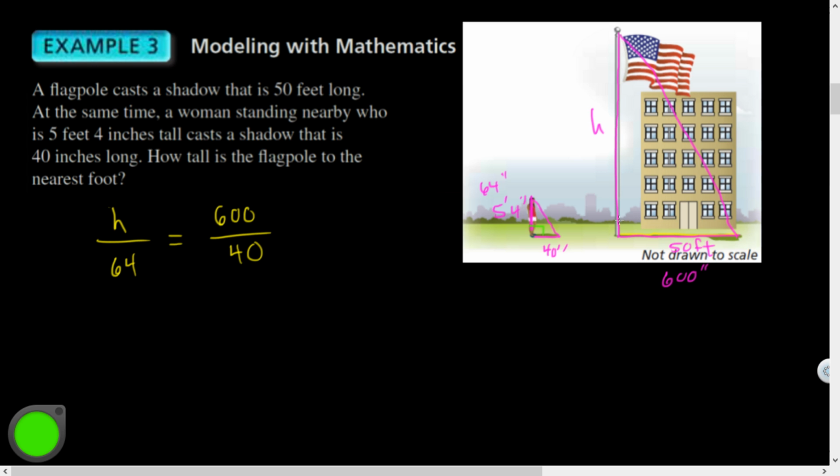Now, the reason we're assuming this is true is because height is measured perpendicular to the ground. So that's a 90-degree angle. That's a 90-degree angle. And we're assuming that the light from the sun, which was what, 93 million miles away, roughly hits these two objects parallel to one another. And so we're assuming that these angles are close enough that we'll call them congruent for the sake of estimating the height of a flagpole.